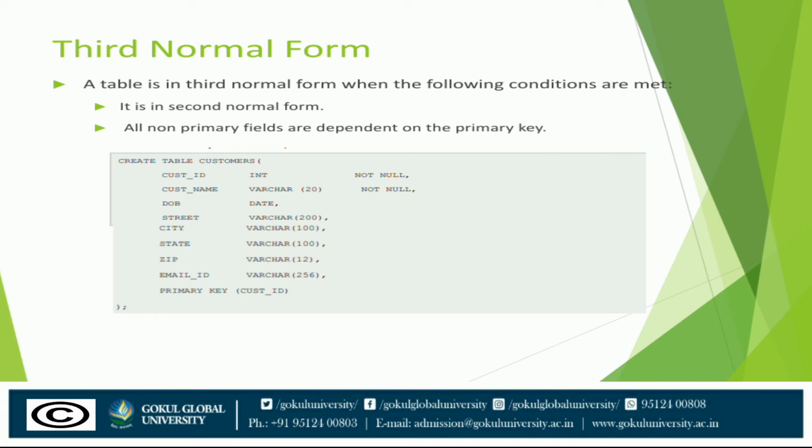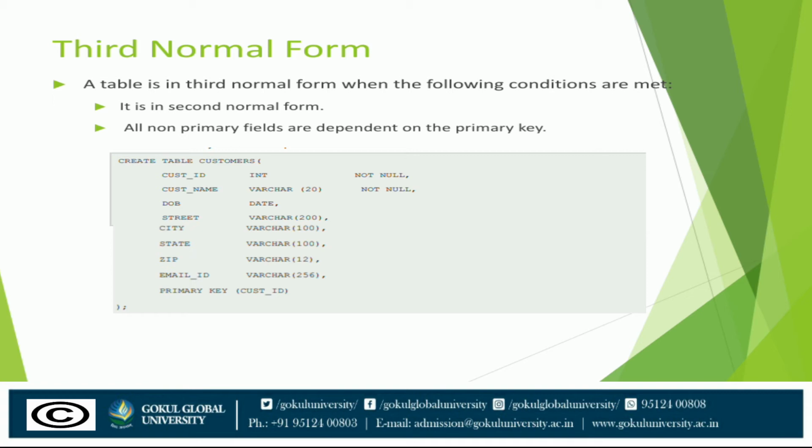Here we see that street, city, state are depending on the zip. They are not depending on the customer ID. In this table, we are creating the customer ID as a primary key, and our third normal form rule is all non-primary fields are dependent on the primary key. Here we see that this table lacks the rules of third normal form.